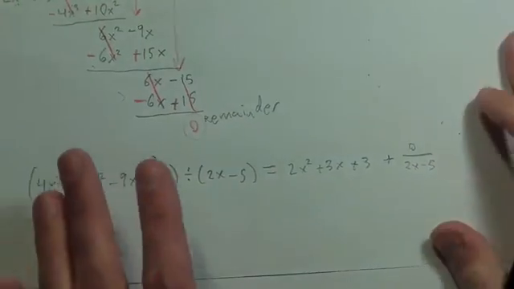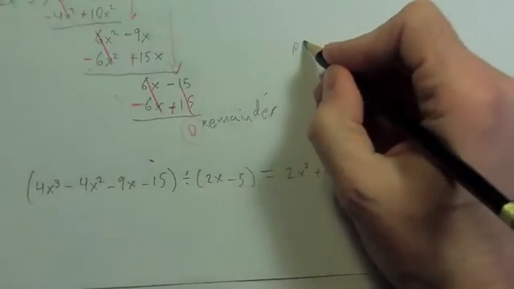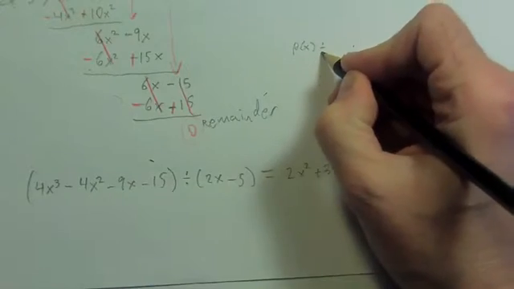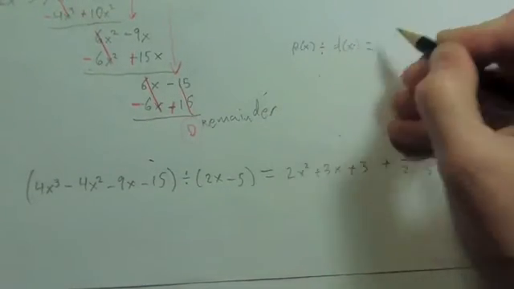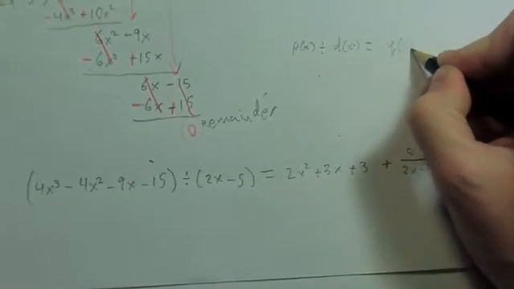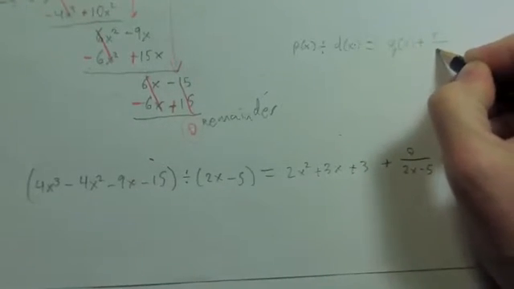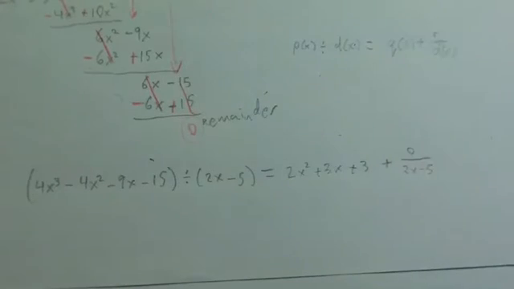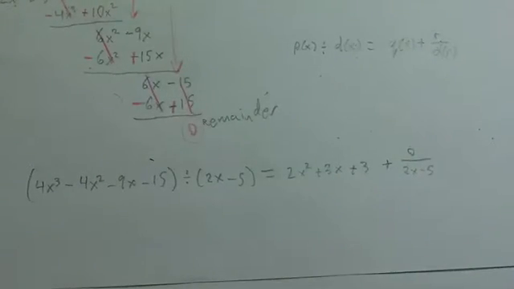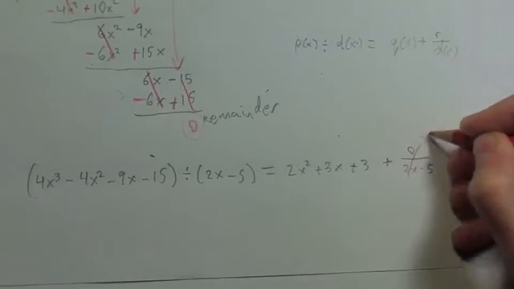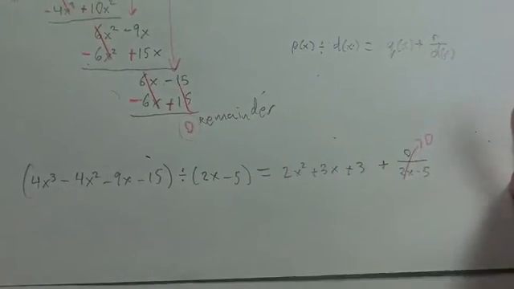Whenever you do division of polynomials, like a polynomial p of x divided by d of x, you always get the quotient q plus the remainder over the divisor. That's just always what happens. Well, this 0 over the 2x minus 5, that's just 0.